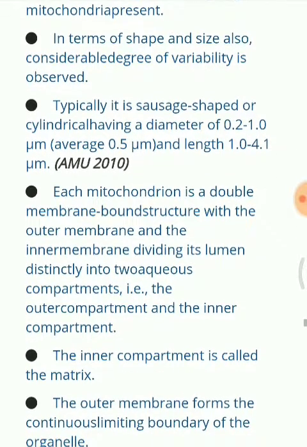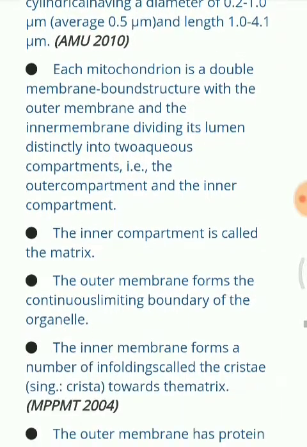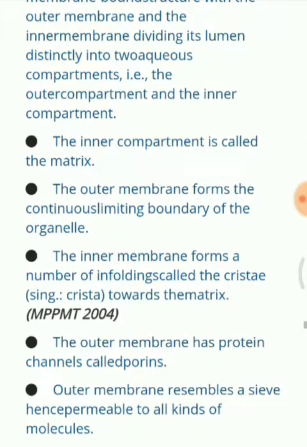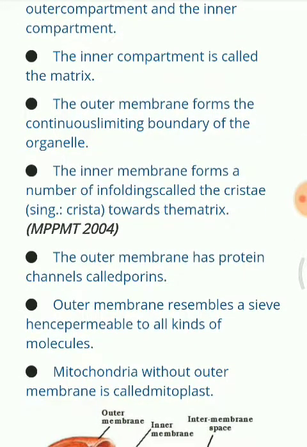Each mitochondrion is a double membrane-bound structure with the outer membrane and the inner membrane dividing its lumen distinctly into two aqueous compartments, that is, the outer compartment and the inner compartment. The inner compartment is called the matrix. The outer membrane forms a continuous limiting boundary of the organelle. The inner membrane forms a number of enfoldings called cristae towards the matrix.